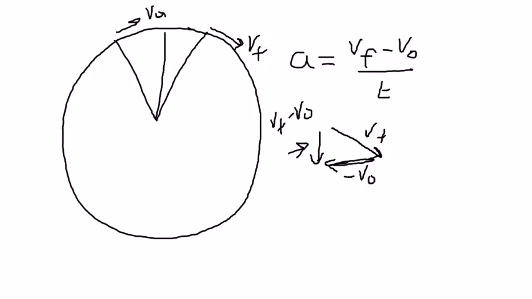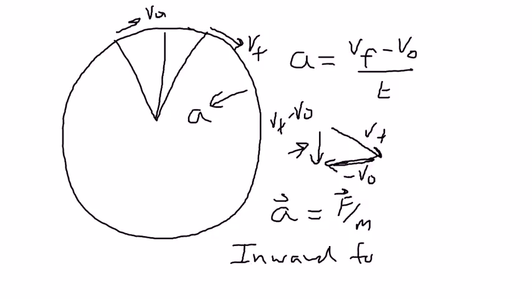So an object that is going around in a circle has a net acceleration into the center of the circle, and remember, acceleration is equal to the force divided by the mass, which therefore says there must be an inward directed force if an object is going around in a circle. So, inward force required. Okay, so let's look at two relatively simple situations.